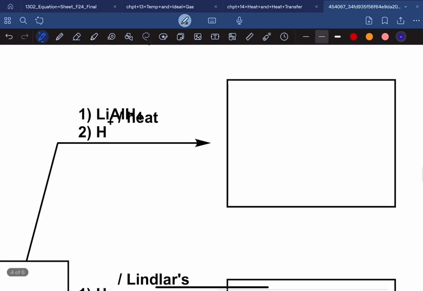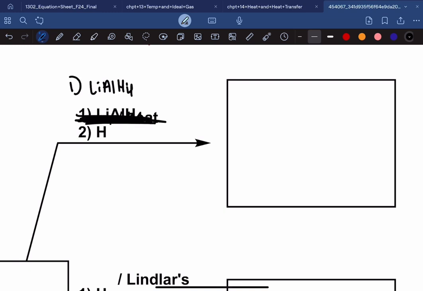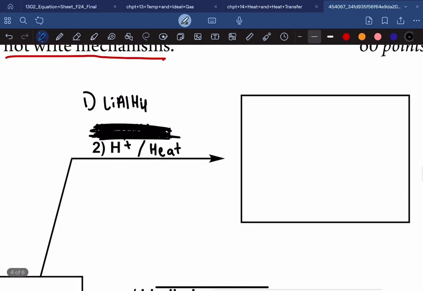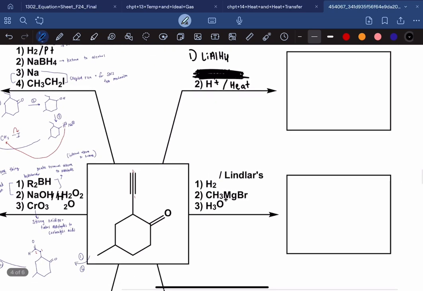This is Li. I think it's glitched again from my download, but LiAlH4, 1, and then 2. Let's just erase this whole thing, right? So that's the first step, and then 2 is H+ / heat. Okay, so LiAlH4, what does that react with? Does anybody know?